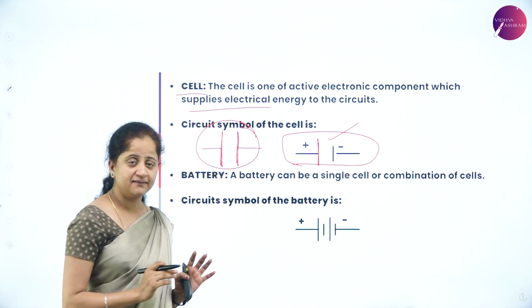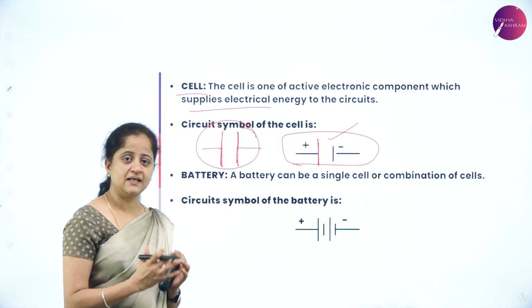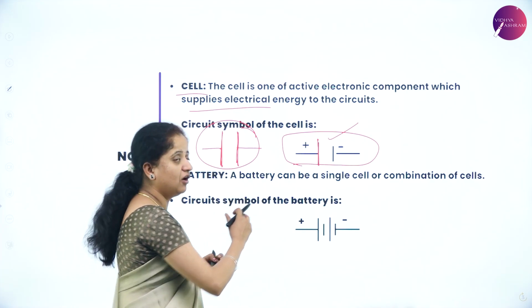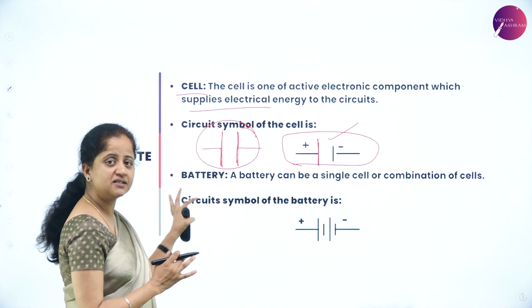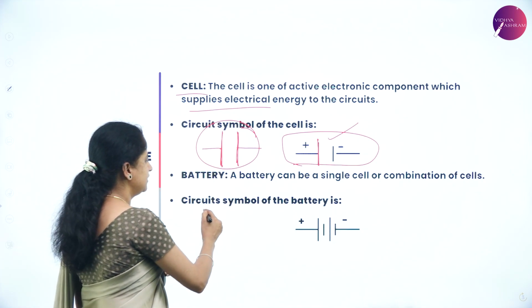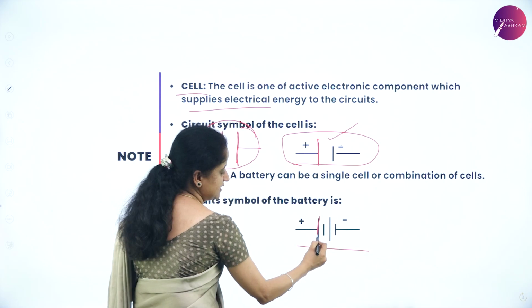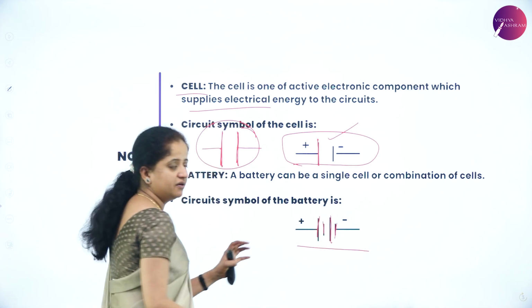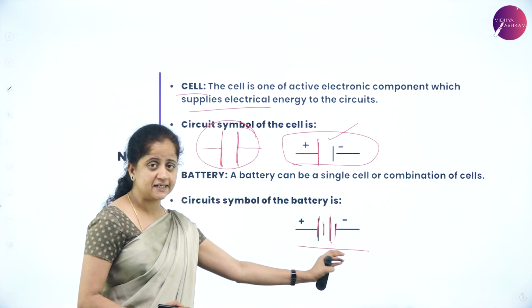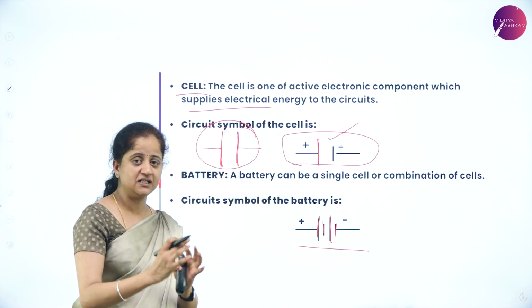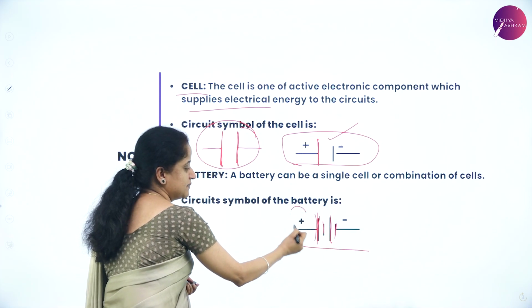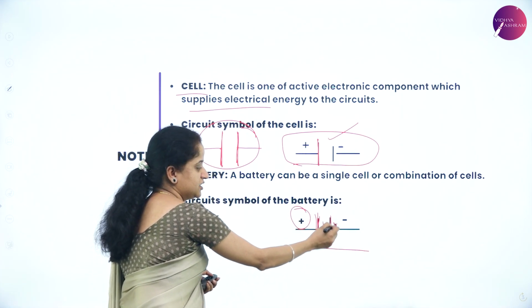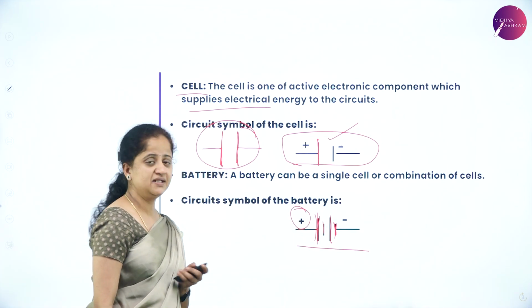So what is a battery then? Now we have understood what a cell is. A battery is nothing but a combination of cells. It can also be a single cell, but generally it is denoted as a combination of cells. In the circuit symbol of a battery, you can see positive, negative, positive, negative. We have combined two cells here. So when we combine a number of cells, we call it a battery. The lengthier side must always be the positive terminal and the shortest terminal is always the negative side.